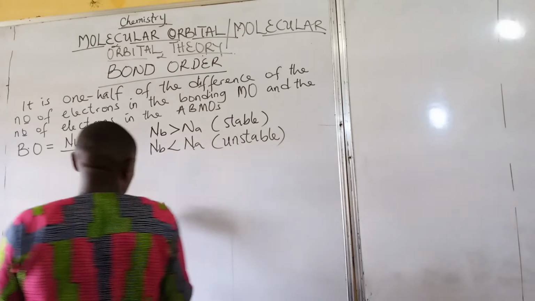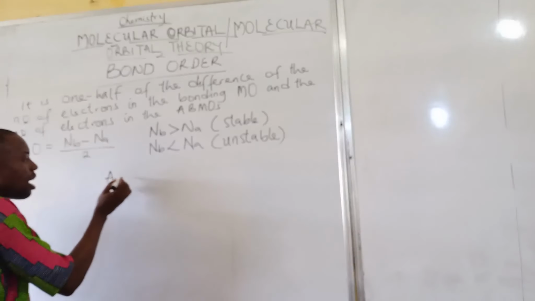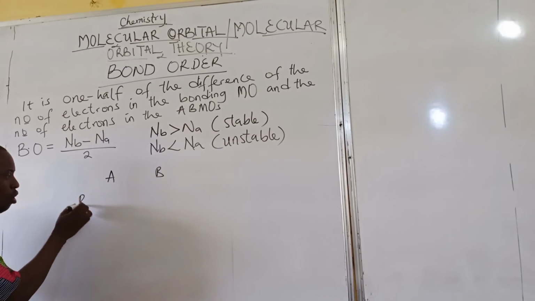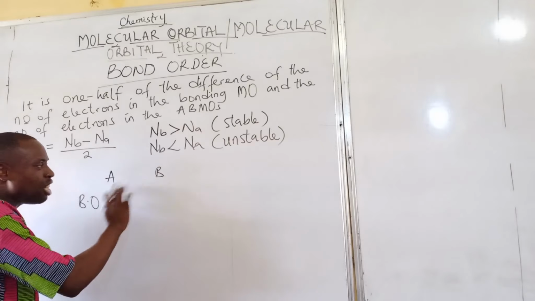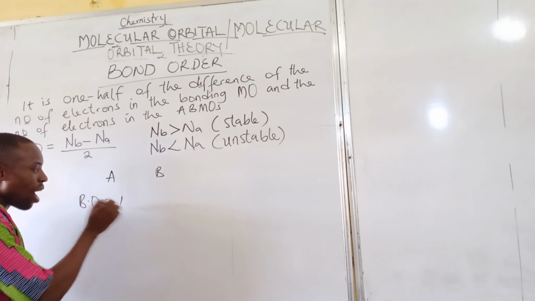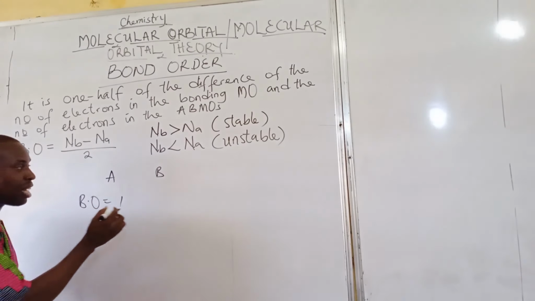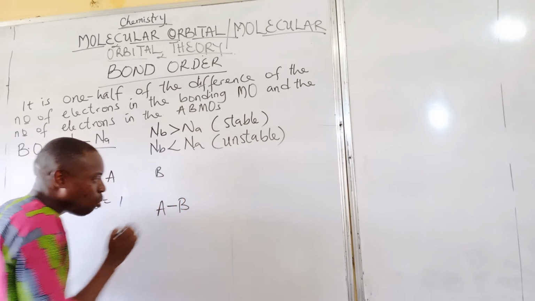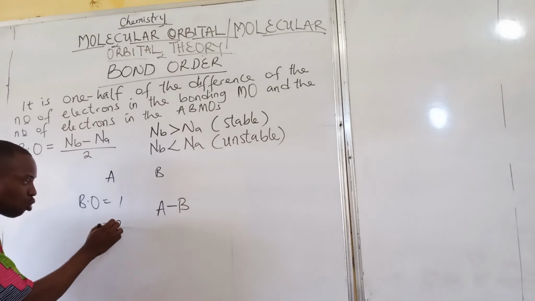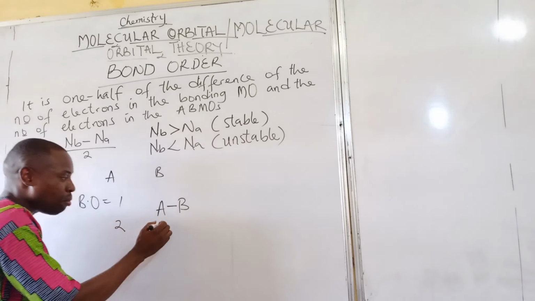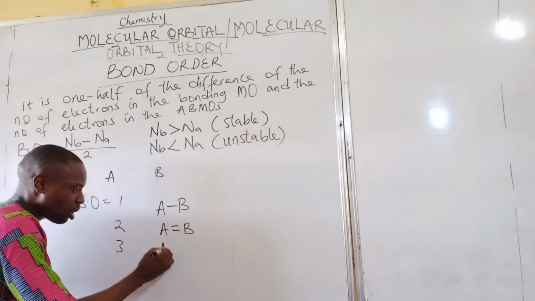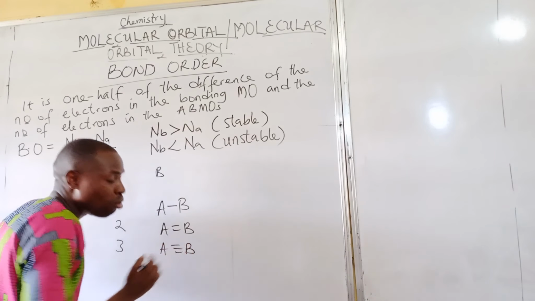For example, if I'm having A and B, and the bond order that we got from these two interactions was 1, it simply tells me that the bond between A and B is just a single bond. If it is 2, it means that the interaction between A and B is a double bond. If it's 3, it tells you that it's a triple bond.